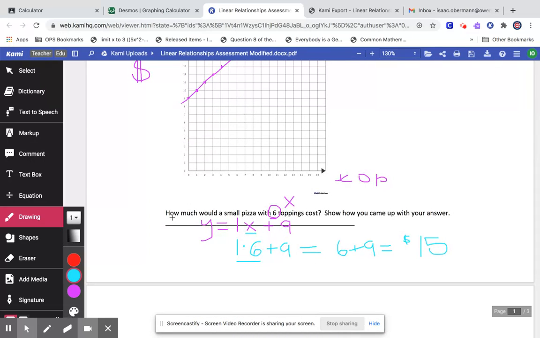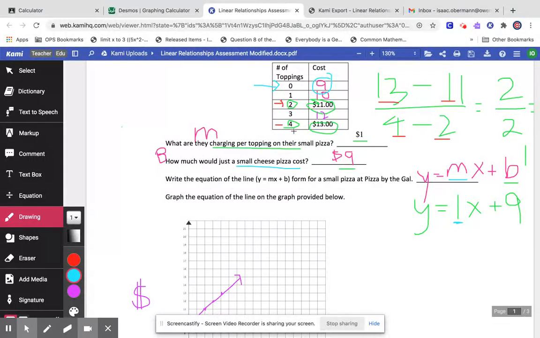Now the last part here is I'm going to use my equation. How much would a 6 topping pizza cost? I can use the equation, or I can come up here and use this and say, oh, a 5 topping pizza is just $1 more, so that's 14. A 6 topping pizza then would have to be $15. Well, I just continue my chart. If I want to continue, 7 toppings would be $16.